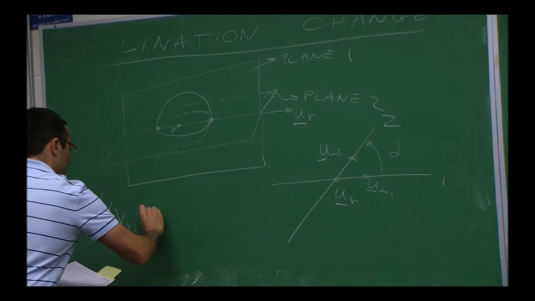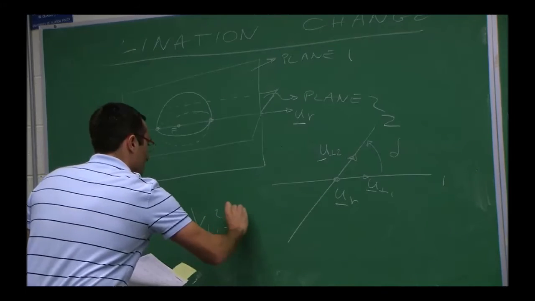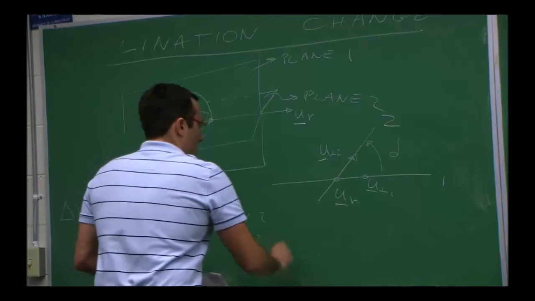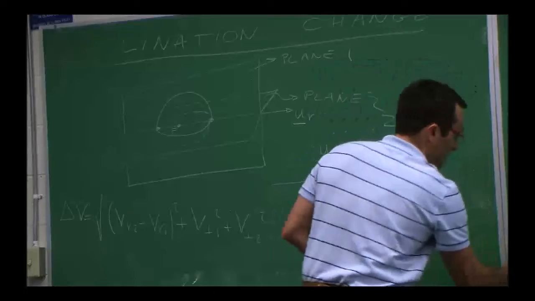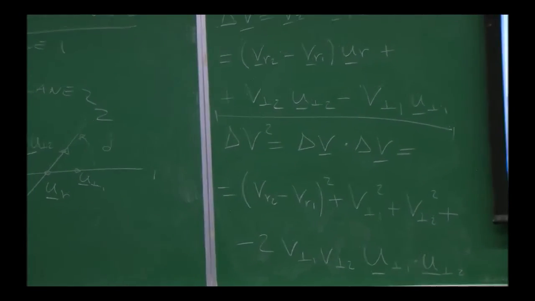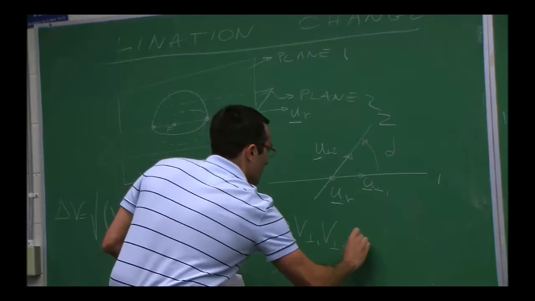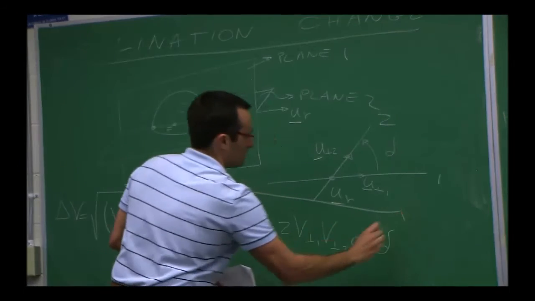(VR2 minus VR1) squared plus V perpendicular 1 squared plus V perpendicular 2 squared. I think, yeah, there is a minus, of course. The dot product between the two, there is a minus. Sorry. Otherwise, it doesn't come down to the triangle rule as well. Minus 2 V1 perpendicular, V2 perpendicular, cosine of the angle. So that's your delta V.